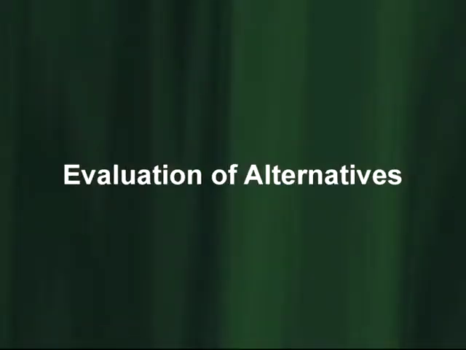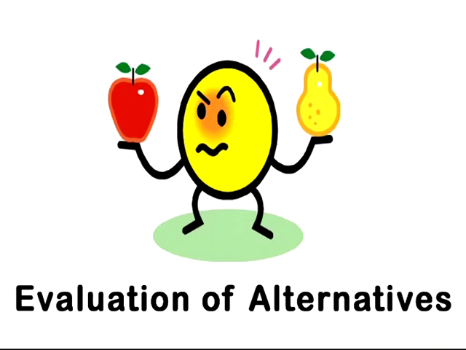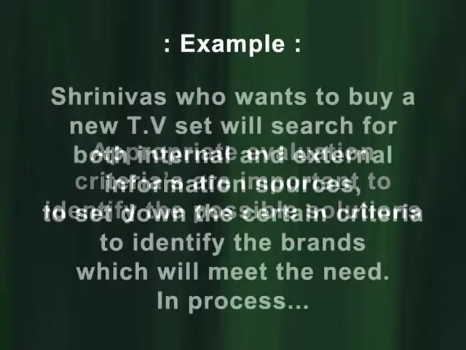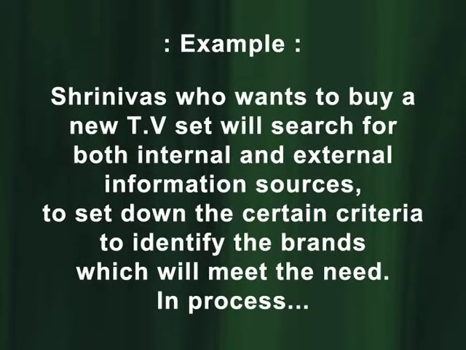The third stage in the buyer decision process is evaluation of alternatives. Evaluation of alternatives is how consumers process information to arrive at brand choices. Let's look at an example. Here, appropriate evaluation criteria are important to identify the possible solutions. For example, Srinivas, who wants to buy a new TV set, will search for both internal and external information sources to set down certain criteria to identify the brands which will meet the need.